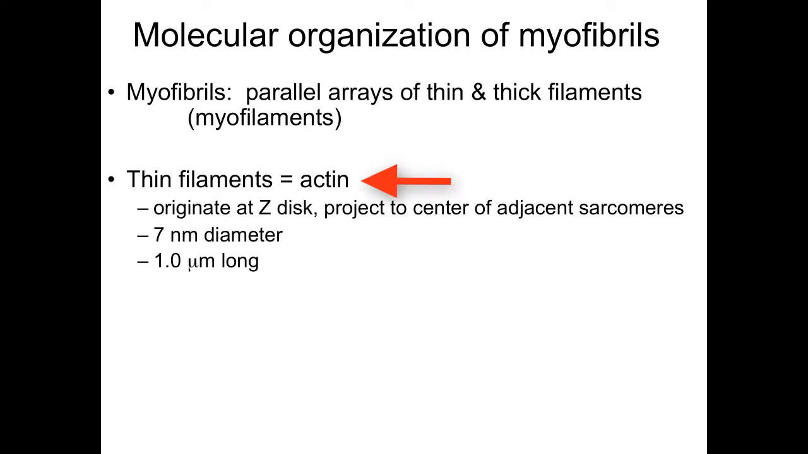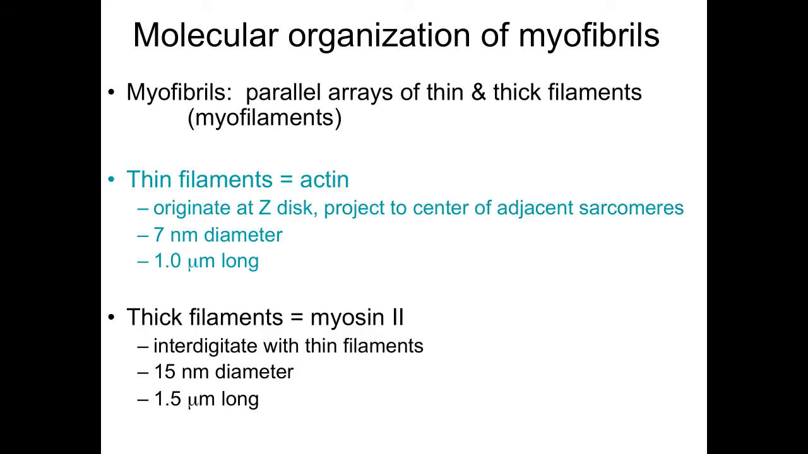Actin thin filaments originate at the Z disc. They project to the center of adjacent sarcomeres. They're approximately 7 nanometers in diameter and perhaps a micron long. On the other hand, the thick filaments are composed of myosin two molecules. These interdigitate with the thin filaments. They are perhaps 15 nanometers in diameter and maybe 1.5 microns long.